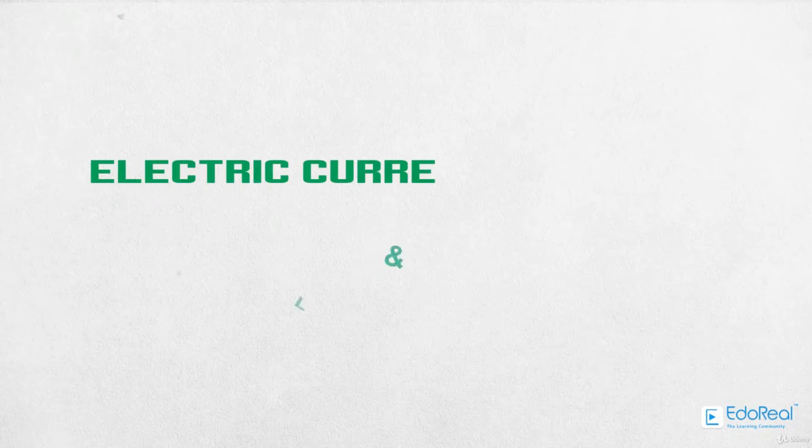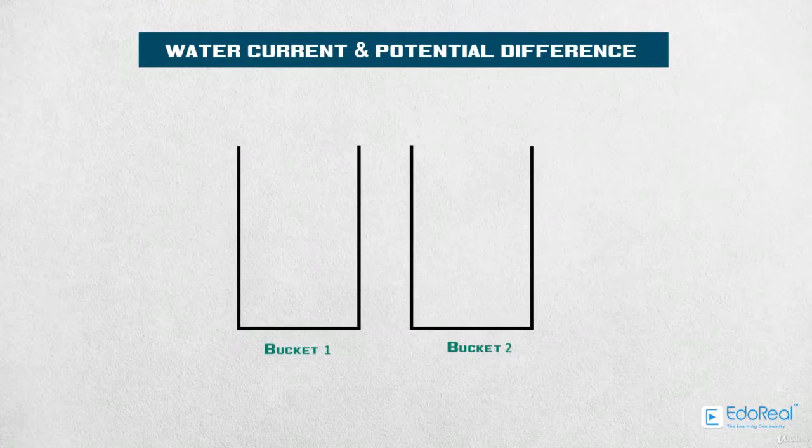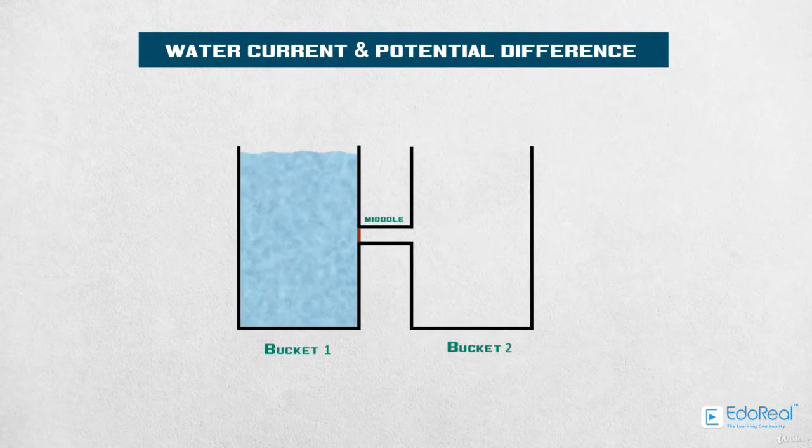In this video, we will discuss electric current and voltage. Let us consider two buckets of equal capacity, interconnected somewhere in between, with the passage closed. Now, let's fill up bucket 1 with water, and open the passage.